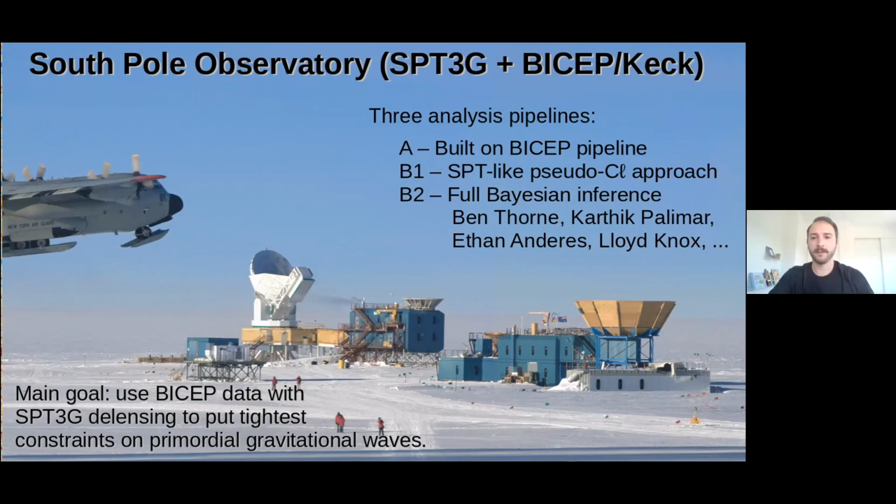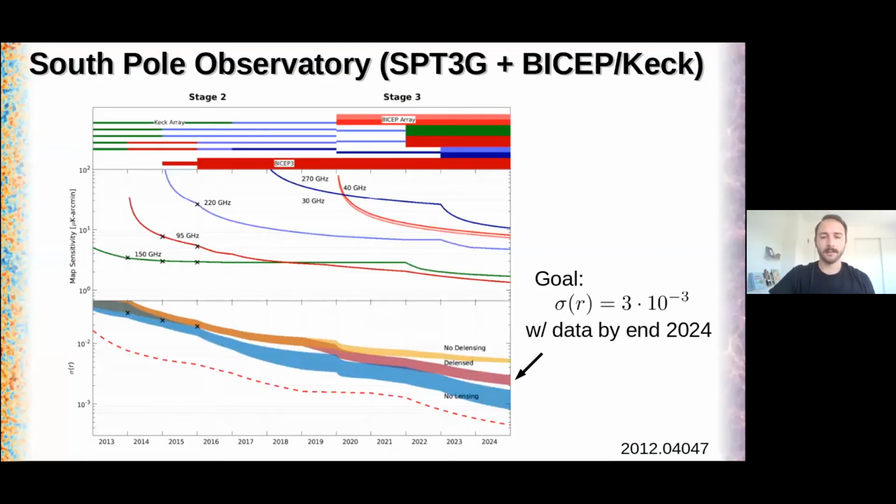There's a number of other people that contribute here, some of whom are on this call. And the goal from this analysis is, of course, to estimate r. We think that we can get to, with data by the end of 2024, down to about 3 × 10⁻³ uncertainty if r were 0.